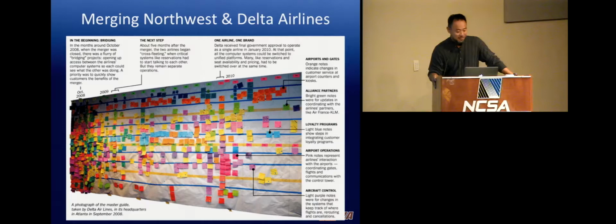This is how Northwest Airlines and Delta Airlines merged. Big sheet of paper, lots of post-it notes. You've got a timeline across the top, and then each of these colored notes is for different tasks that have to be done in a certain order in order for the merger to occur.